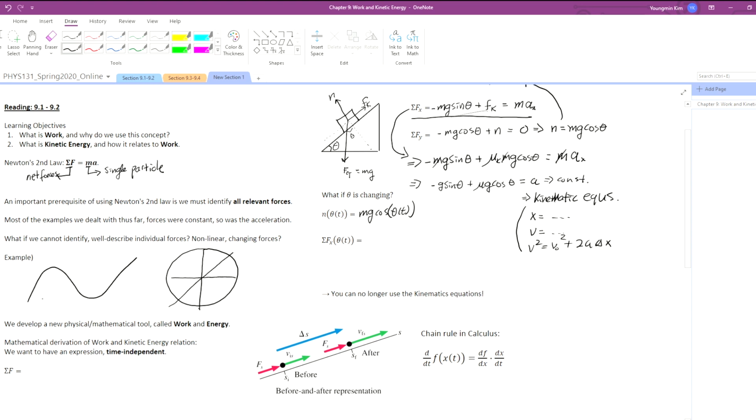Now consider an example here. Let's say someone is riding a skateboard and he's going to go down this curved path. In this situation, describe the normal force for me. When the skateboard is here, let me change the color.